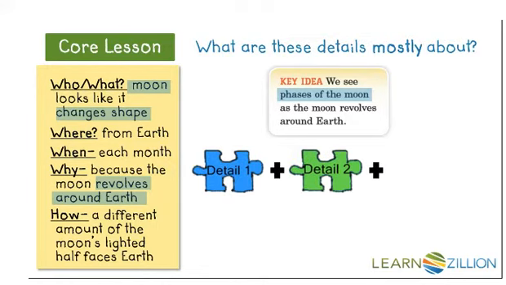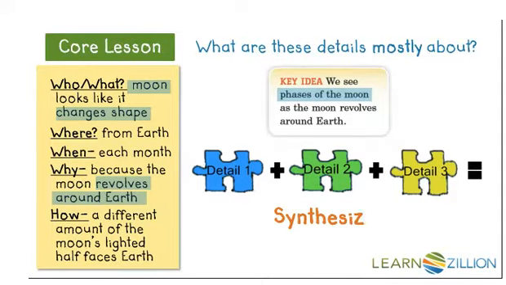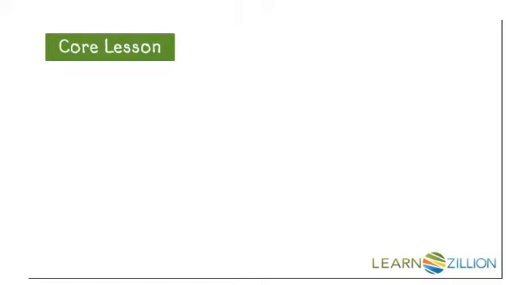Each of these 3 details is like a piece of a puzzle. I need to put them together to understand what this section is mostly about. This is called synthesizing. It's time for me to jot down the main idea of this first section. By synthesizing the details, I'm able to determine what this section is mostly about.